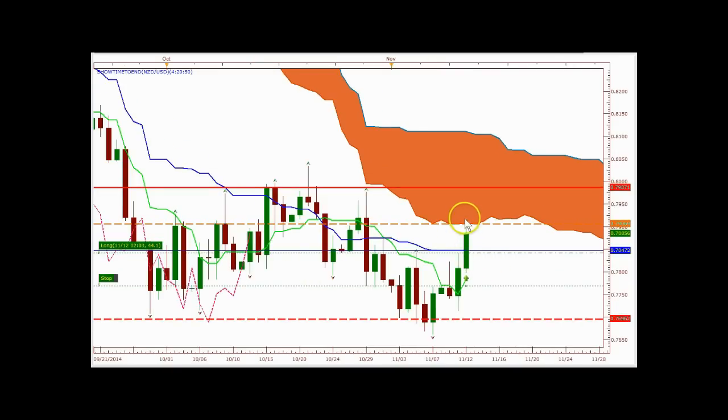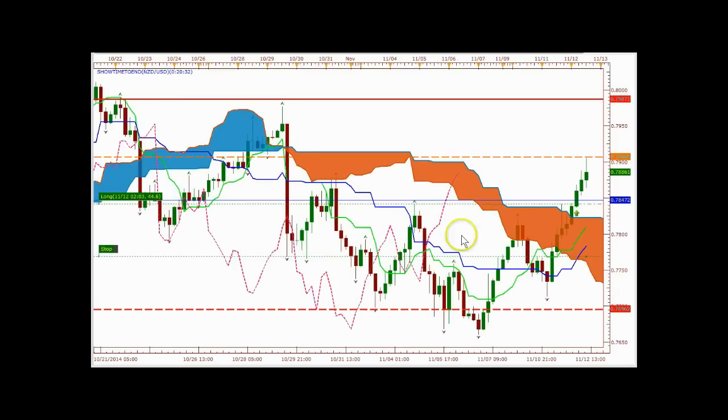But first of all, we'd have to get past this level here, the cloud here. The cloud is going to be resistance for the market moving higher. Okay, so we need to get through that level, and if we can get through that level, I have it marked on the daily time frame here. Let's go to the 4 hour.